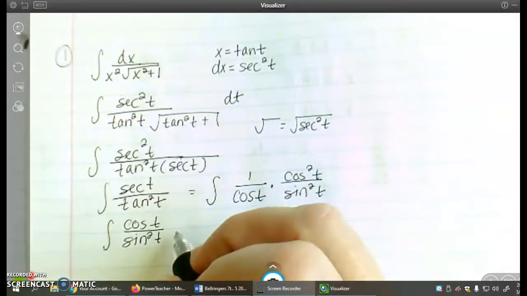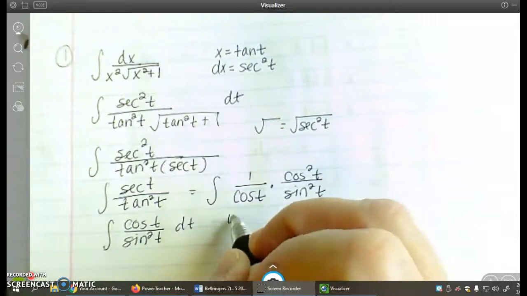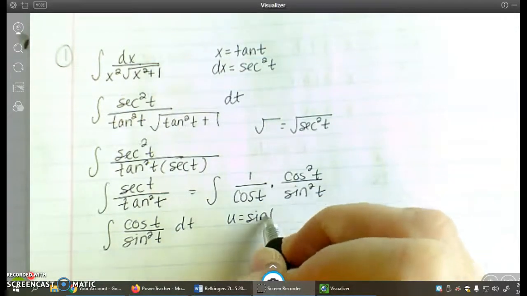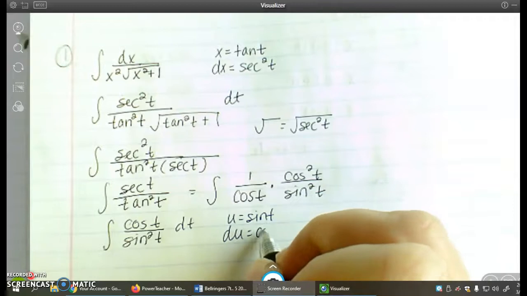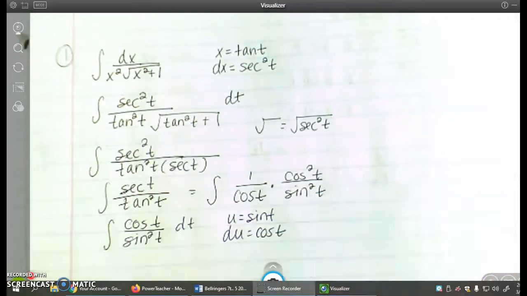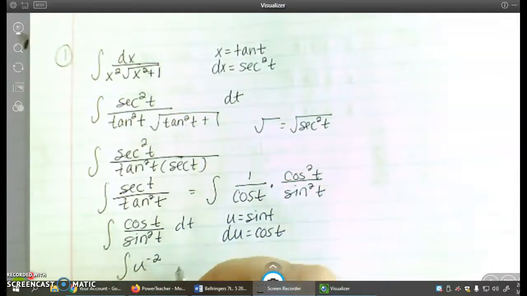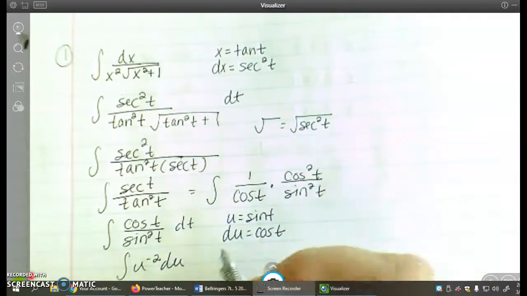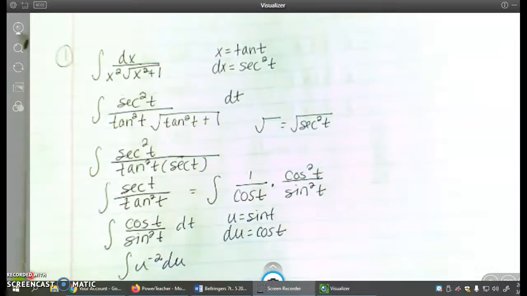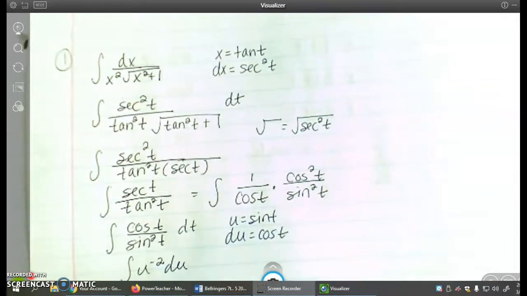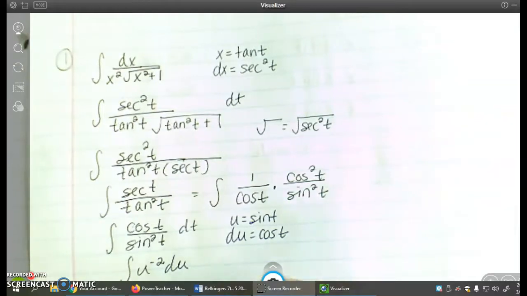And now I could just do a u substitution to solve it. I'm going to let u be sine of t. du is going to be cosine of t. So this is the integral of u to the negative 2. Which if I add 1 would be negative 1 over u, or negative 1 over sine of t, plus c.